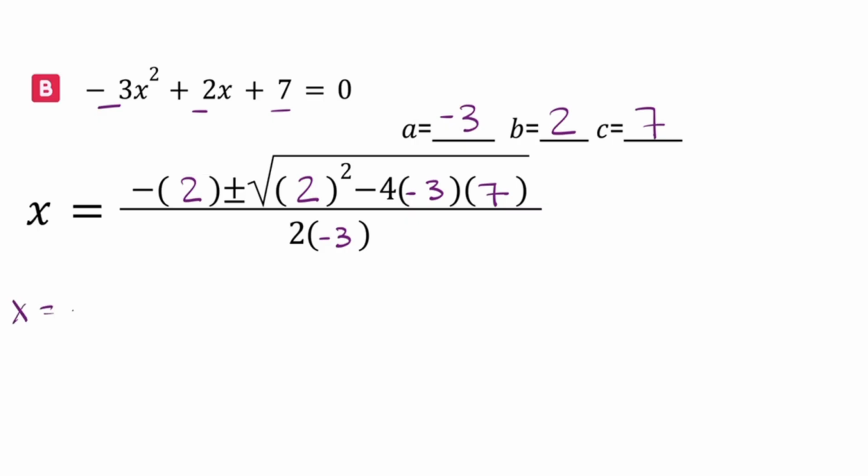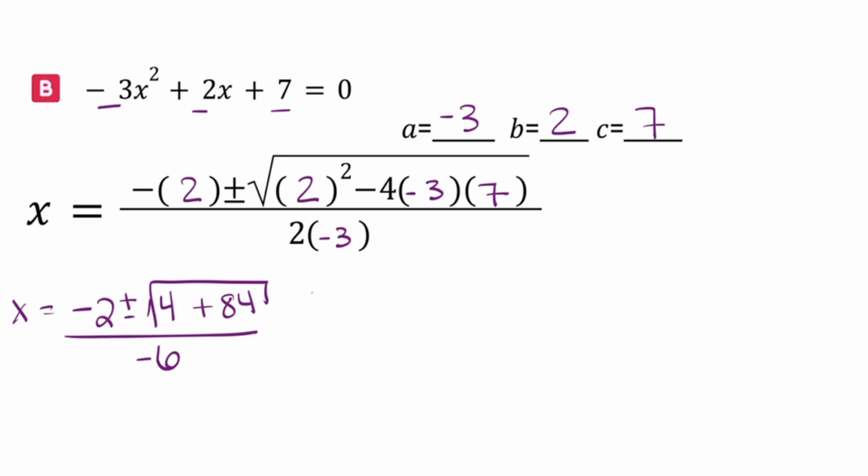Now I'm going to evaluate. X equals negative 2 plus or minus the square root, 2 times 2 is 4. Negative 4 times negative 3 is 12. Times 7 is 84. All over 2 times negative 3, which is negative 6. I have negative 2 plus or minus the square root of 88 all over negative 6.